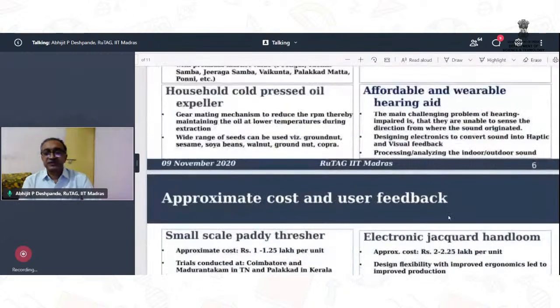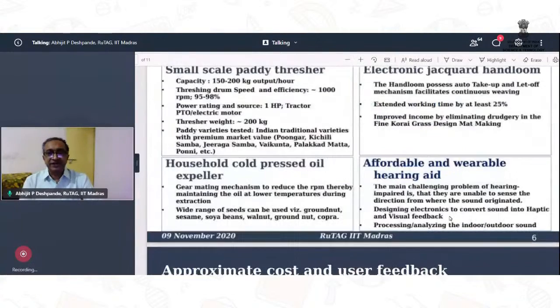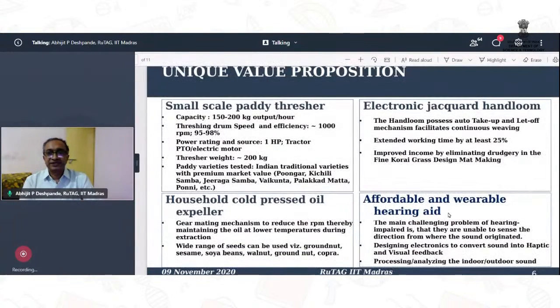Electronic jacquard, of course, has improved the efficiency majorly, so extended working time by at least 25%, and improved income has also been achieved. And so yeah, we can go to the next slide.